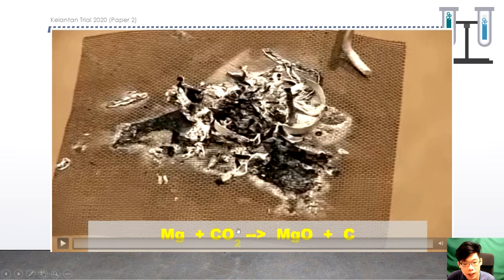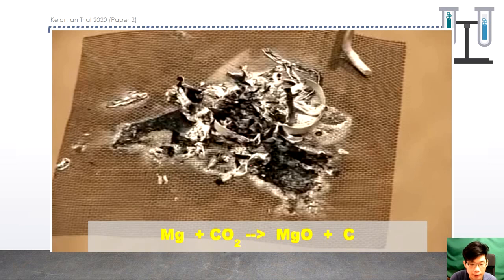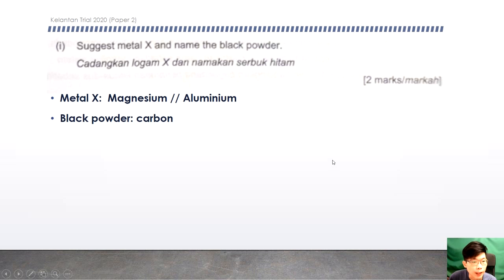You can see the equation here will be magnesium reacting with carbon dioxide. So it can displace the carbon. It forms magnesium oxide and carbon. Okay, so this equation should be times 2, times 2, so that it is balanced. So now we continue.